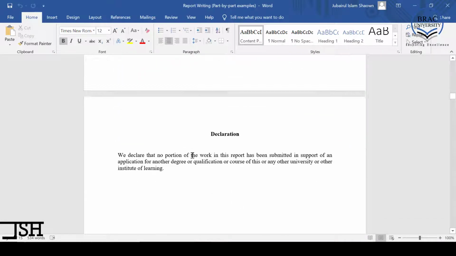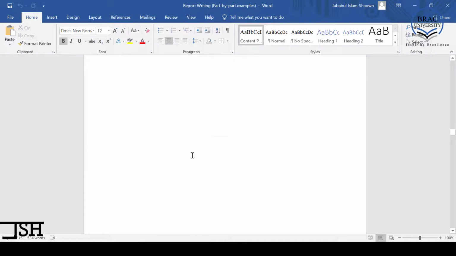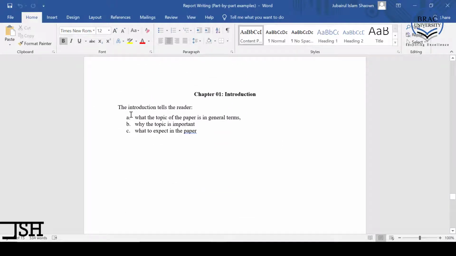So this was the document that we went through earlier. Now if we go down, we will see here, chapter 1, introduction. The introduction chapter tells the reader, or whoever is going to read your report, what the topic of the paper is in general terms, why the topic is important, and what to expect in the whole paper. So that is in general what we write in an introduction. Again, there is no hard and fast rule of writing an introduction. The main point is you have to introduce your full report in the introduction chapter.